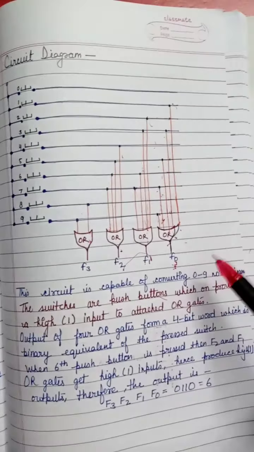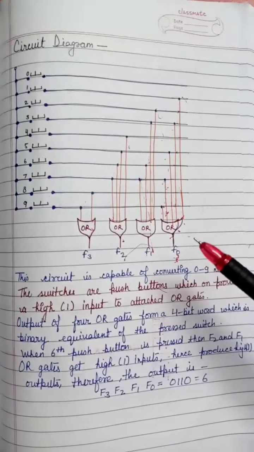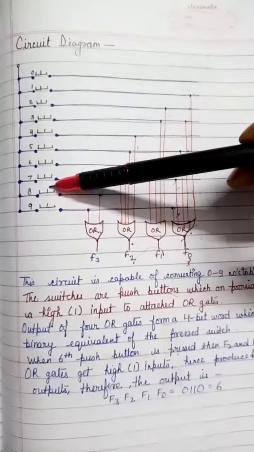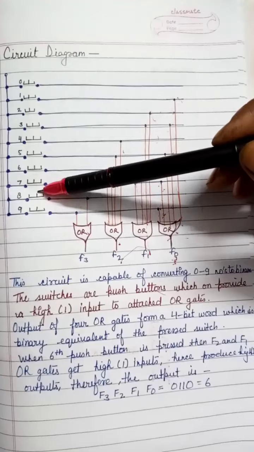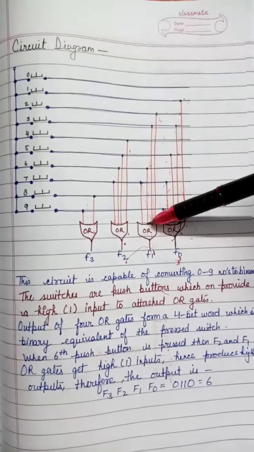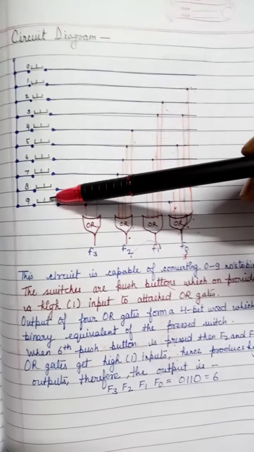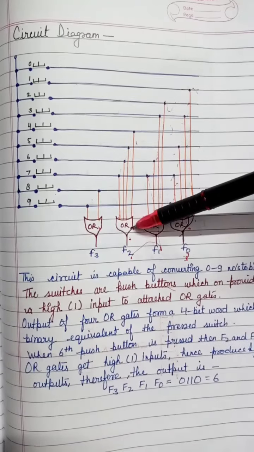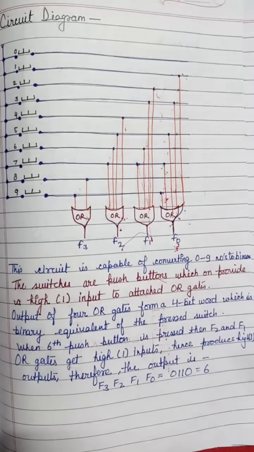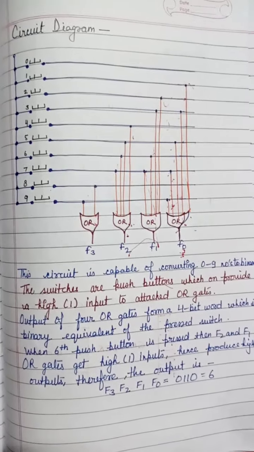Now this circuit is capable of converting 0 to 9 decimal numbers to the equivalent binary. These switches are push buttons which provide a high input to the attached OR gate. And the outputs of the 4 OR gates form a 4-bit word which is the binary equivalent of the pressed switch.